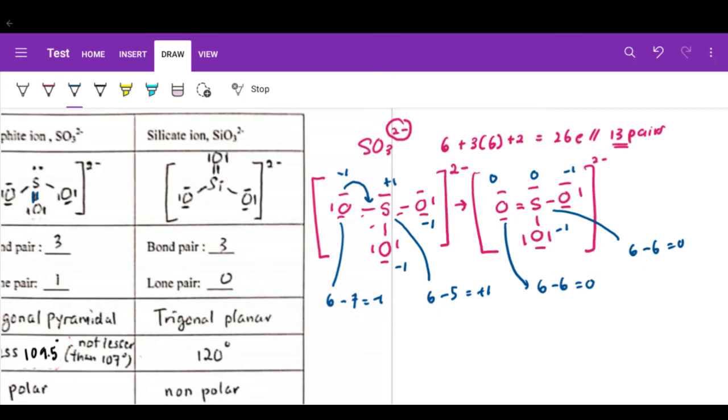So in this case, one of the oxygen must form double bond to the silicon. Okay, so actually this is 0, this is negative 1, negative 1.